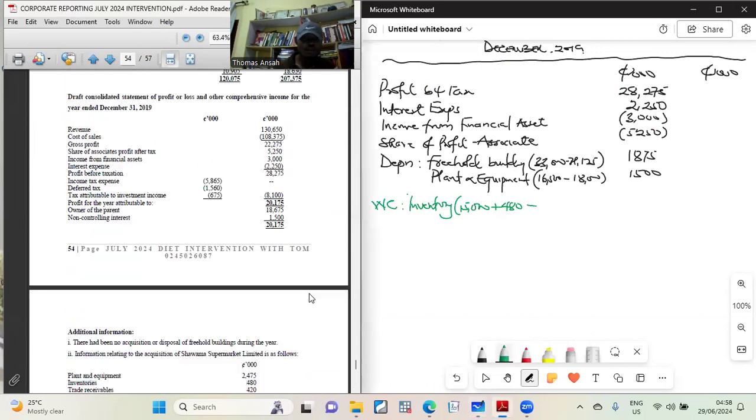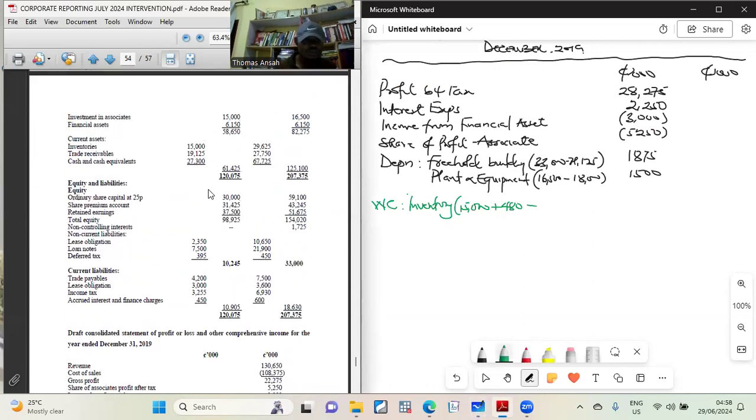But in the end, what is our balance carried down for inventory? 29,625. So what do I have? I have 15,000 plus 480. That is what I have. That is 15,480. And it has increased to 29,625. So it means there is an outflow. All right. So there is an outflow of 14,145.